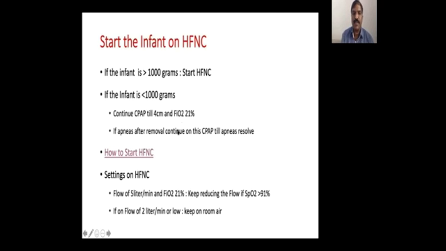When the baby is shifted from CPAP to HFNC, and HFNC is when the flow rate of gas is from 2 to 5 liters or more than 5 liters, we call it HFNC. Any gas flow more than 2 liters, we call it HFNC.